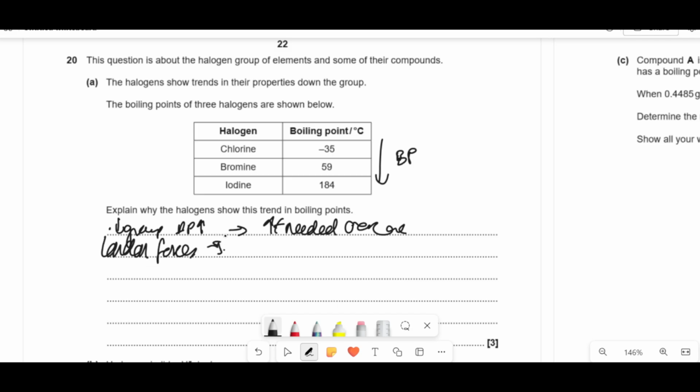So then you need to think about why that's the case. What's changing? The only thing that's changing is that you're getting bigger down the group. There's more shells, right? So the reason is that there's more electrons down the group. Because the strength of London forces is determined by the number of electrons that there are as well. So if you're going down here, there's loads of electrons in iodine. It's 53 compared to chlorine, which is 17. More electrons means you're going to have more induced dipole-dipole interactions, which means they're going to be stronger.